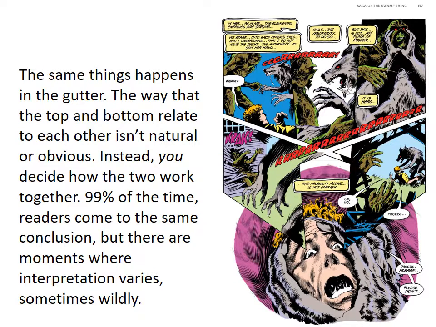Now that's an extreme case maybe, but the same thing happens in the gutter. Every time you move into a gutter, you have to make that same sort of decision. The way the top and the bottom of the page interact is not a natural or obvious thing. It's a convention that you've learned. You're the one who decides how it works. So 99% of the time we're all going to agree. The top tier moves across the gutter into the bottom tier so that the top tier happens before the bottom tier. But as I say, sometimes it's going to be more complicated than that. Sometimes the interpretation might be very different depending.